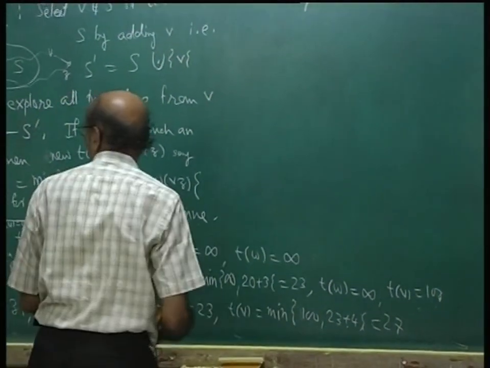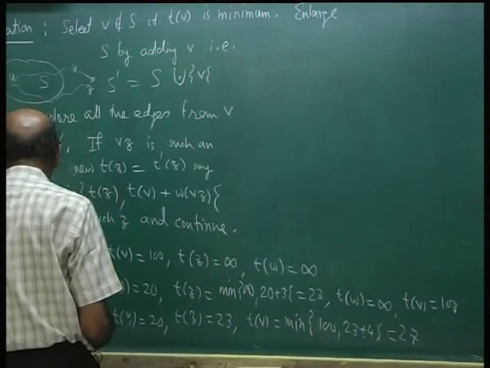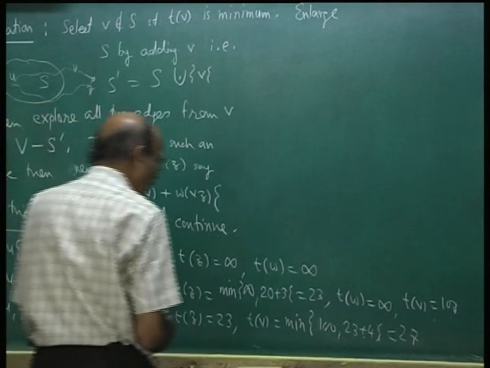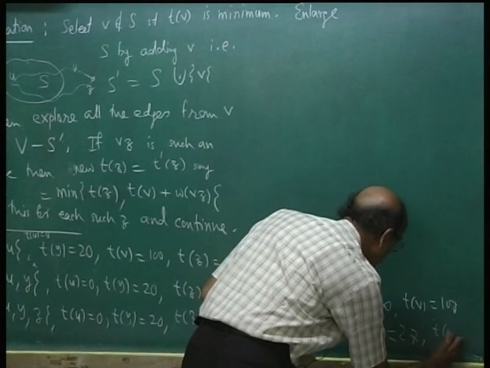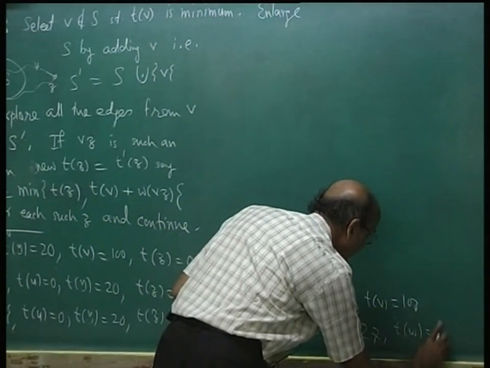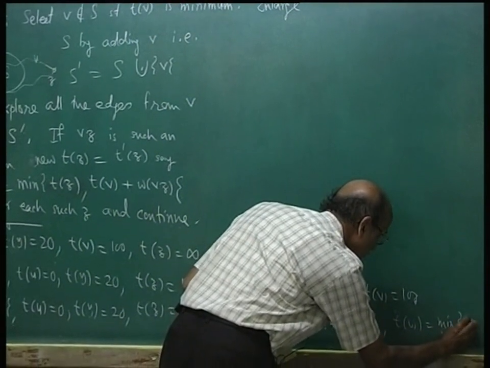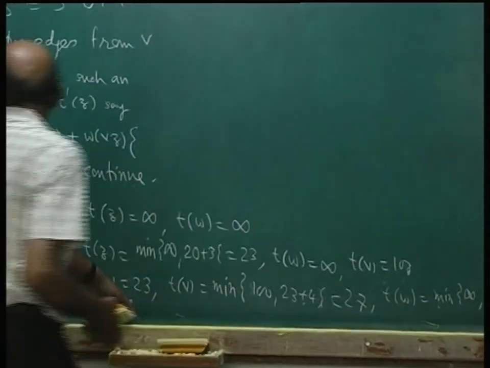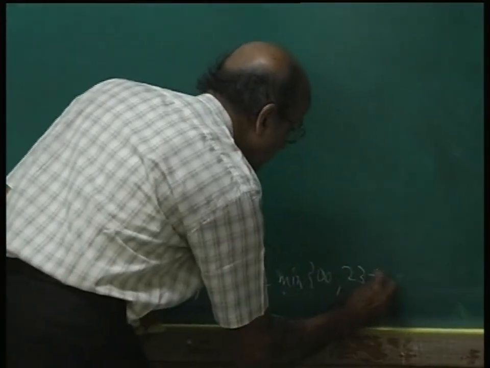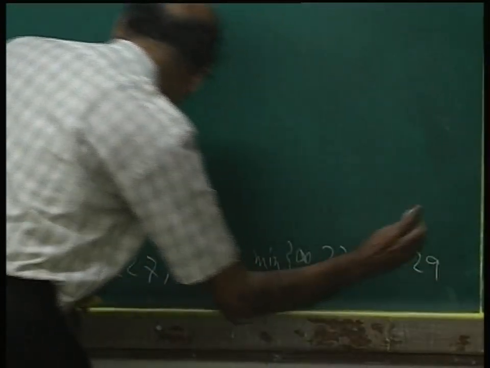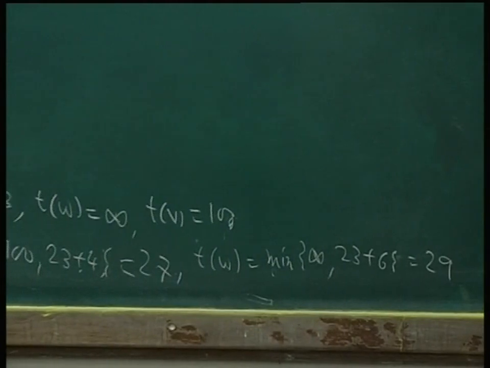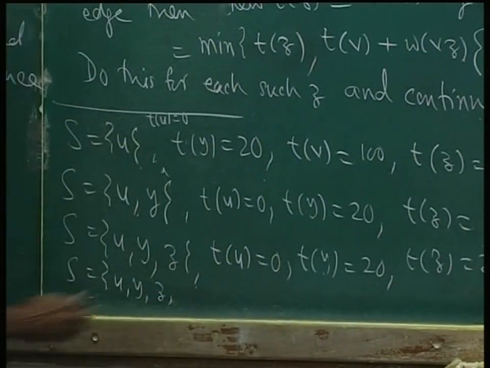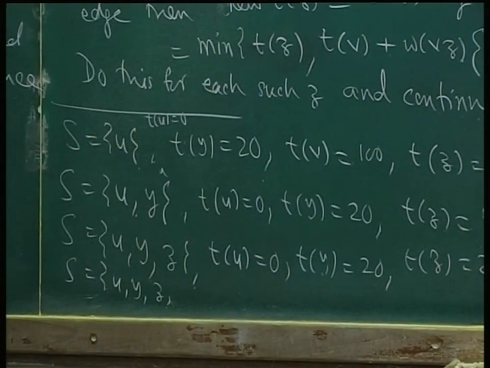And the remaining things, W, yes. Now that you have added Z, W is adjacent to Z. Therefore, T of W is the minimum between infinity and 23 plus 6, which is 29. Finally, U, Y, Z, V. Who is smaller among them? Yes, V is.